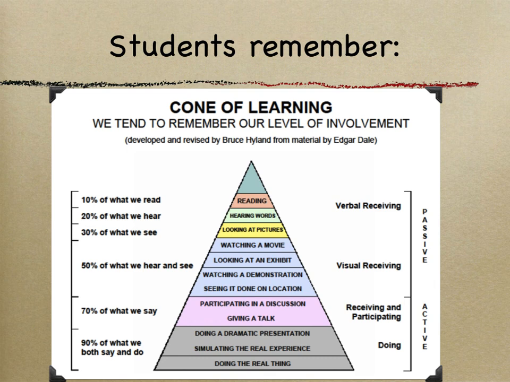Remember our first weekend together? This was one of the graphics that I had shared, just to keep in mind the types of things that students remember. So students will remember 10% of what they read, 20% of what they hear, 30% of what they see. Overall, they'll remember 50% of what they see and hear, 70% of what they say, and 90% of what they say and do. So something to keep in mind when you're creating your units and you're trying to best reach your students.